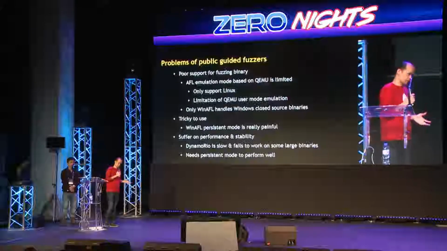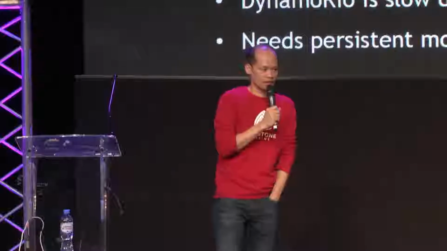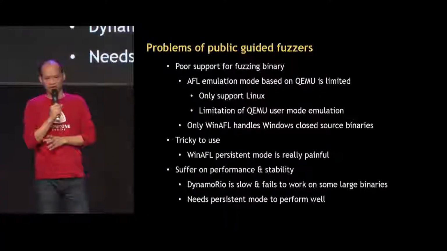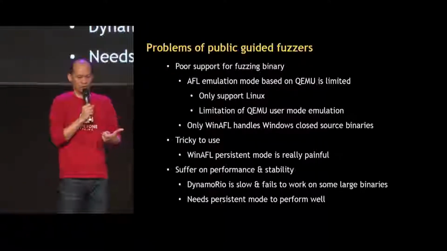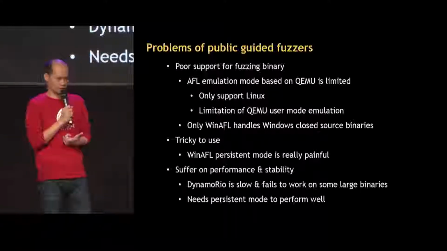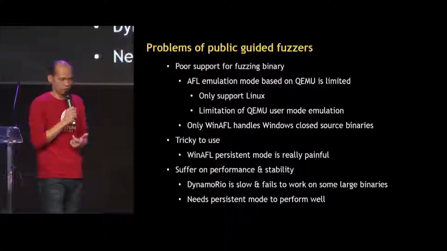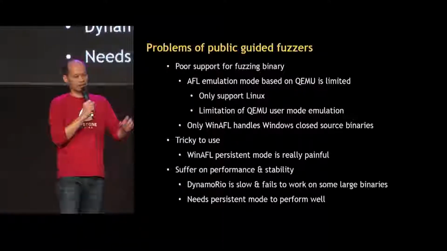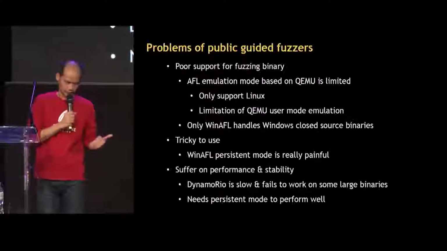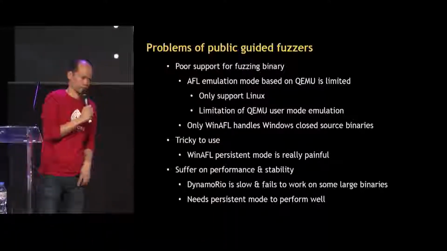Okay, so we can see that there are many issues with public fuzzers if you want to fuzz binaries. You don't have source code, right? So the first issue is that all the public guided fuzzers have very poor support for fuzzing binaries. Like AFL, it works for binaries only if you use emulation mode, which is based on QEMU. But QEMU has many limitations. And this emulation mode for AFL only works for Linux binaries and nothing else. And in the list of fuzzers I introduced in the last slide, only WinAFL supports Windows binaries and nothing else.